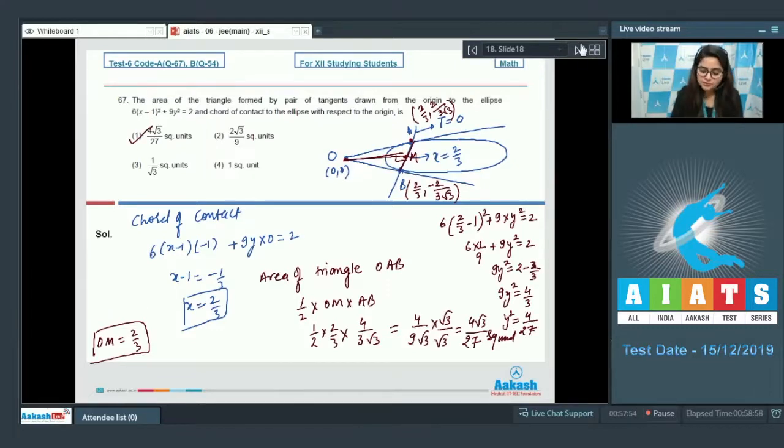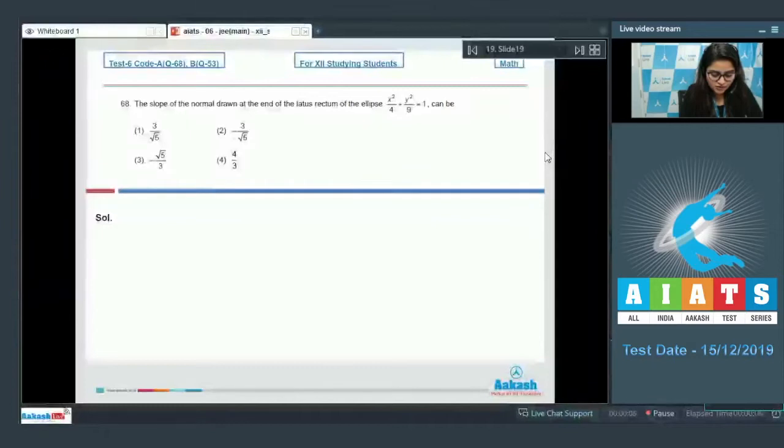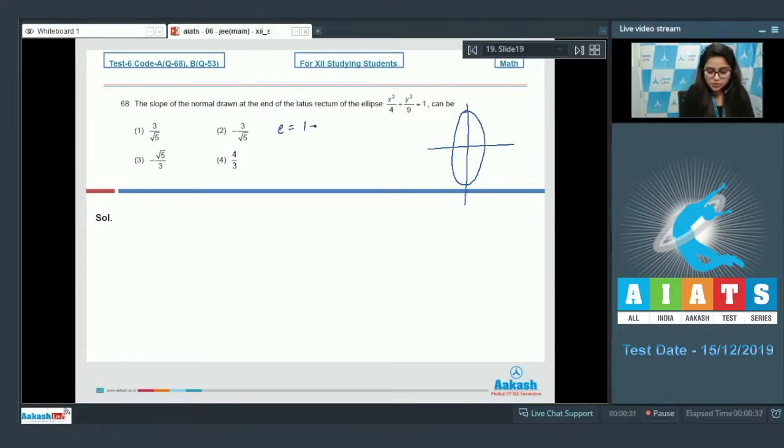Now move on to the next question. Question number 68. The slope of the normal drawn at the end of the latus rectum of the ellipse x²/4 + y²/9 = 1 can be. So for this, the ellipse is in this form. So the eccentricity of this ellipse is √(1 - 4/9). So you are getting √5/3. So the coordinates of the latus rectum are (a²/b, b).